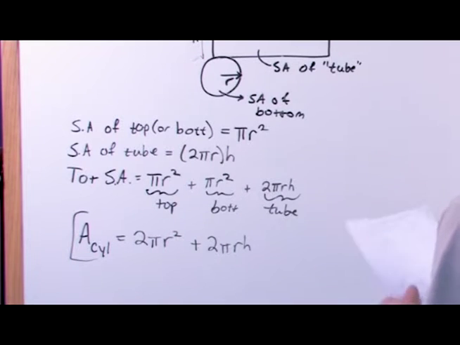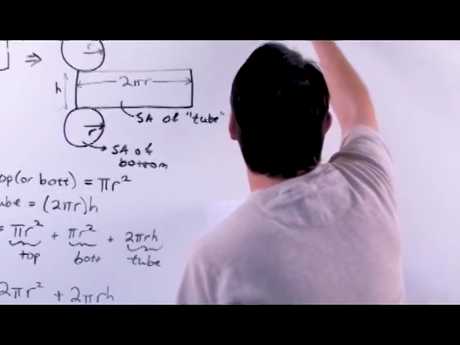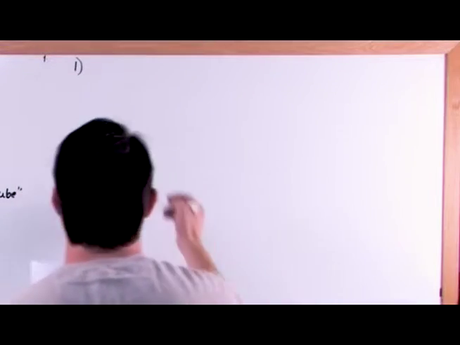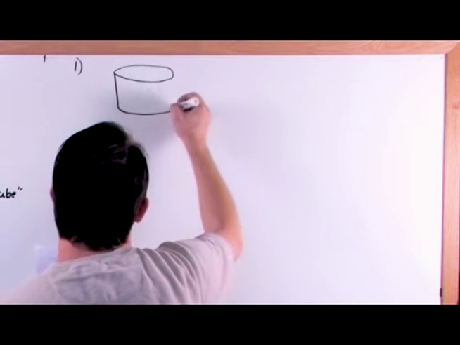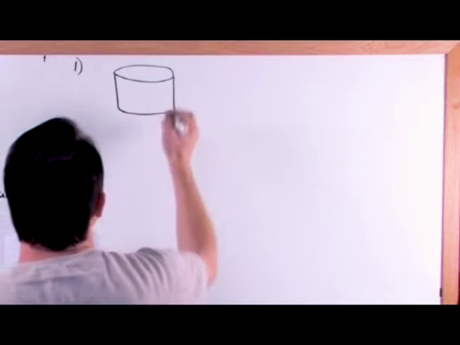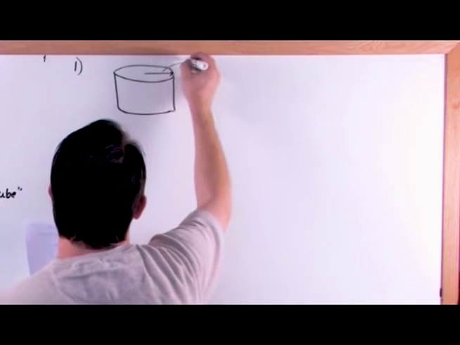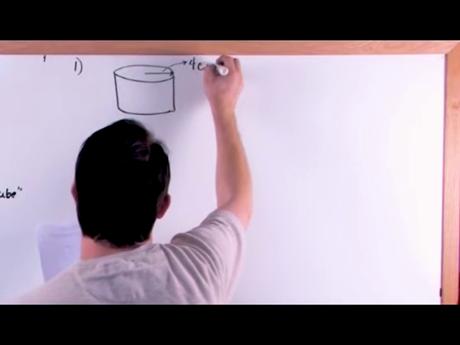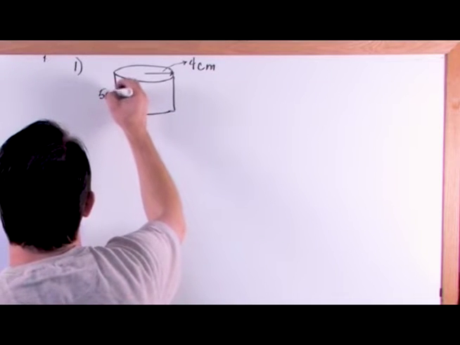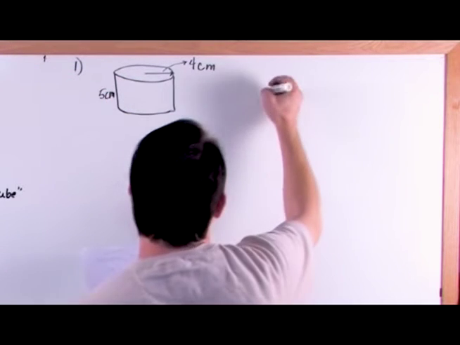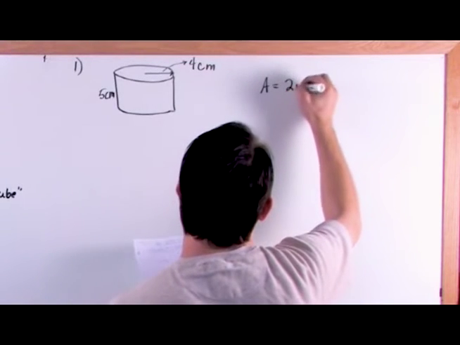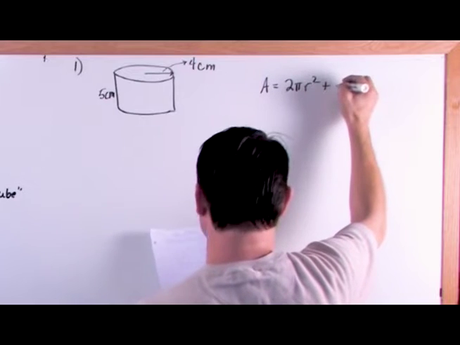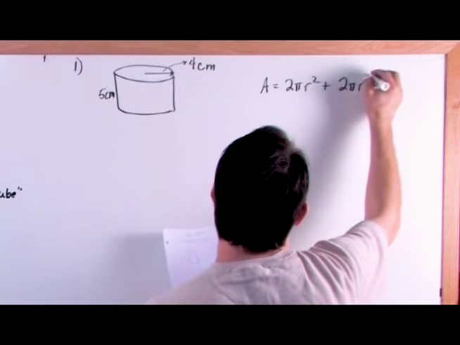Okay, so let's go ahead and use this in a problem. So the problem is, here's a cylinder, and the radius is 4 centimeters, and the height is 5 centimeters, okay? And you want to find the area. So the area of the cylinder, you just need to start remembering, is 2 pi r squared plus 2 pi r h.